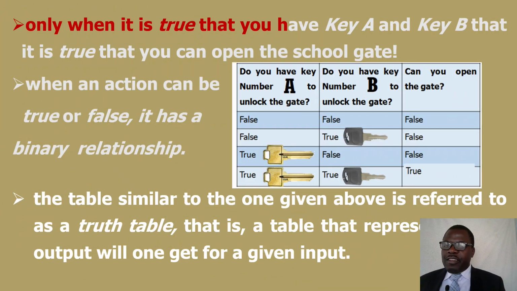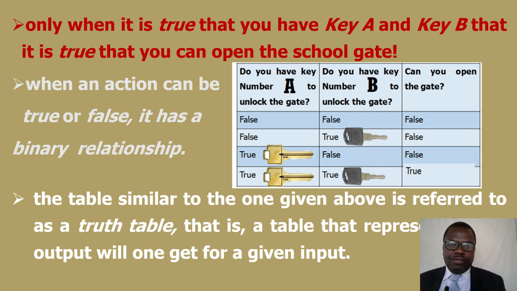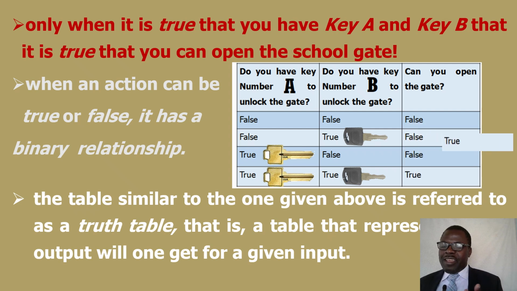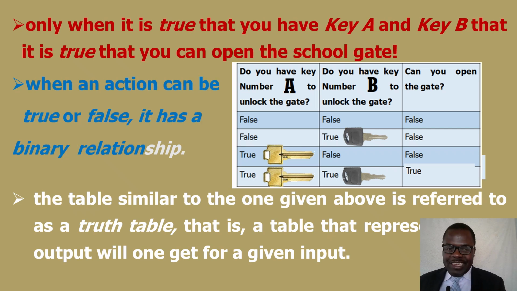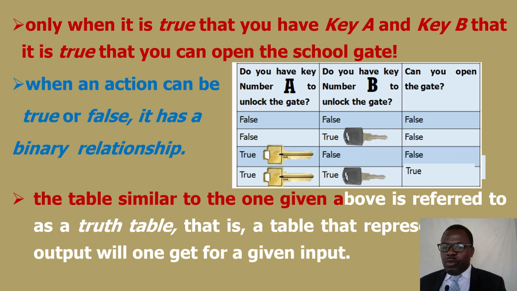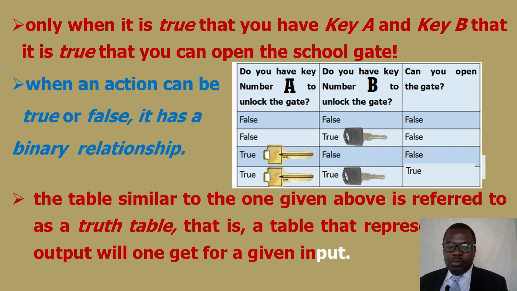Only when it is true that key A and key B are both present is it true that you can open the school gate. When an action can be true or false, it is a binary relationship. The table similar to the one given above is referred to as a truth table. That is a table that represents output. What output will one get for a given input?